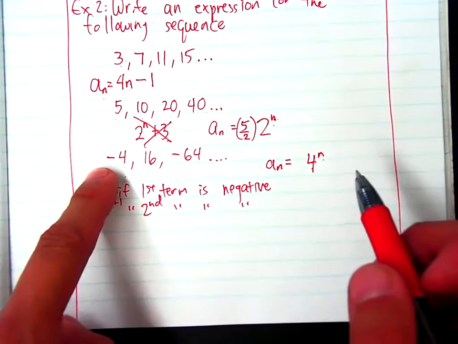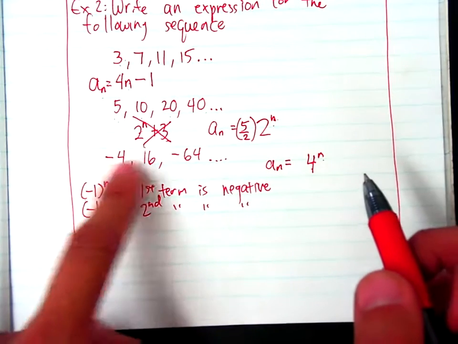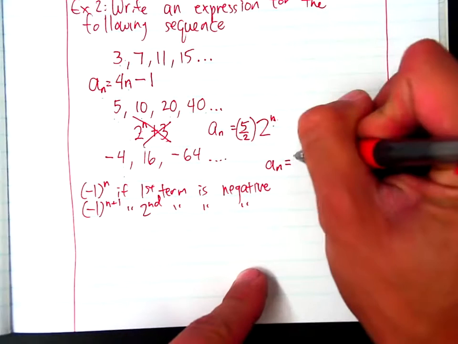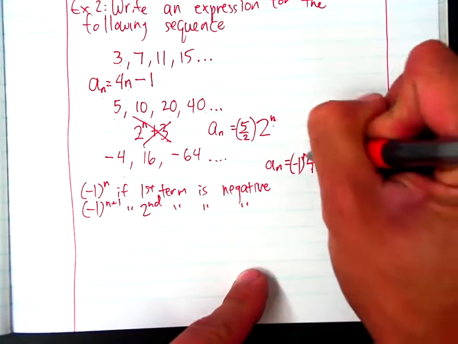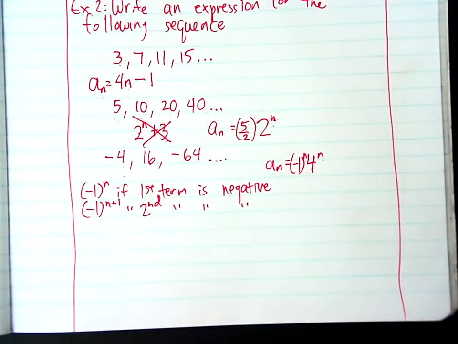Well, my first term is negative, and it alternates. Alternating meaning it goes negative, positive, negative, positive, negative, positive. Okay? So I'm going to plug in a negative 1 to the n, and then that is it.